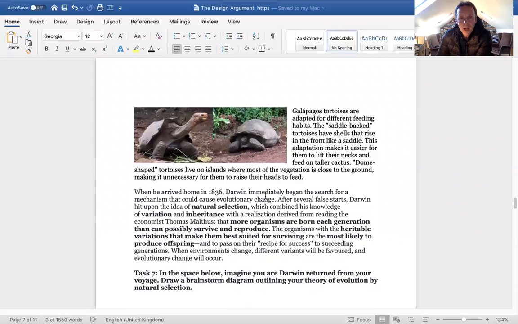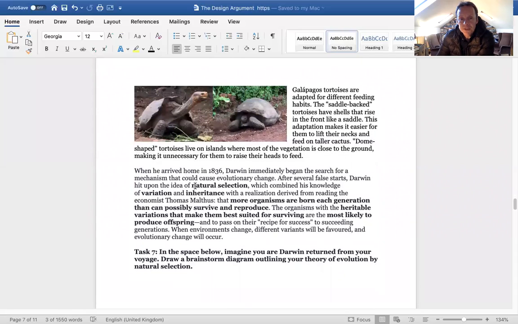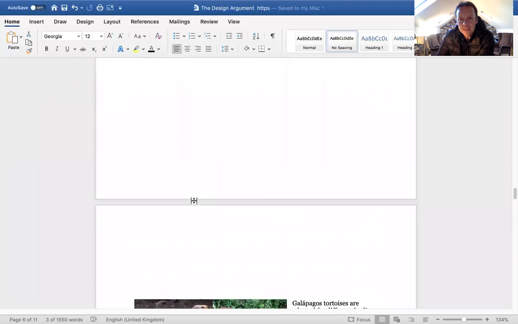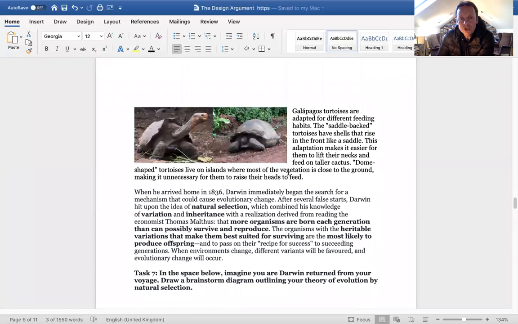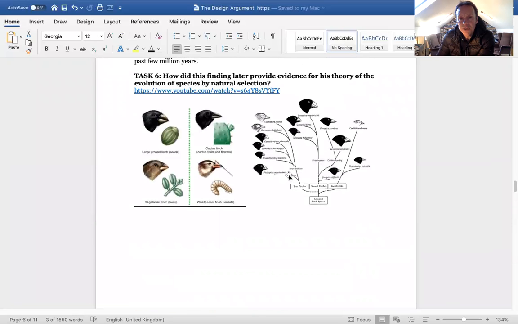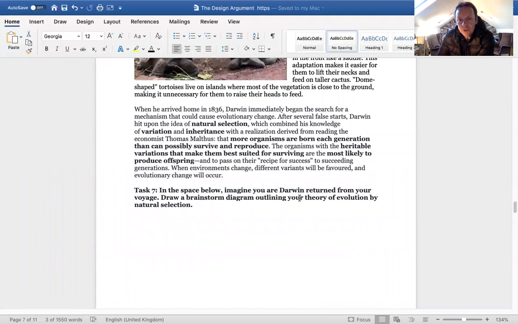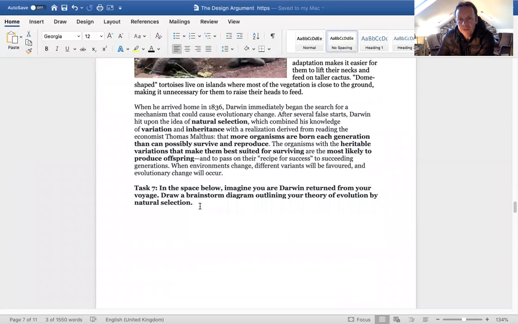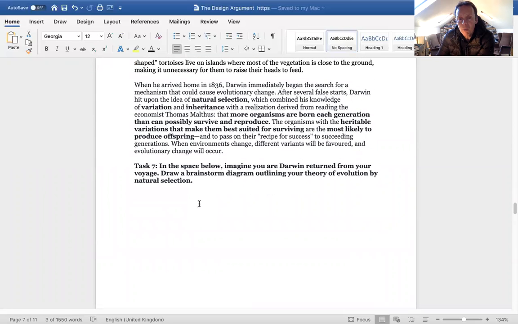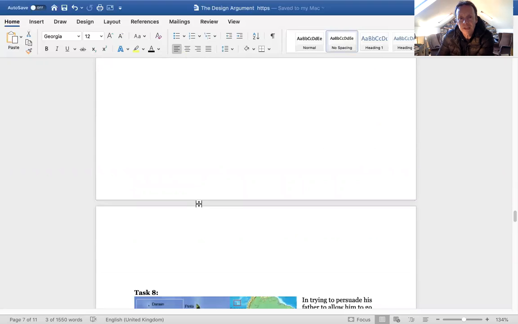So when he arrived home in 1836, Darwin struck upon this idea of variation and inheritance. He didn't know about genetics yet, but he knew about mutations and natural selection. So you need to simply explain what this would have meant for Darwin as he came back. Imagine you're Darwin returning from your voyage, and draw a brainstorm diagram about what you're thinking about natural selection.